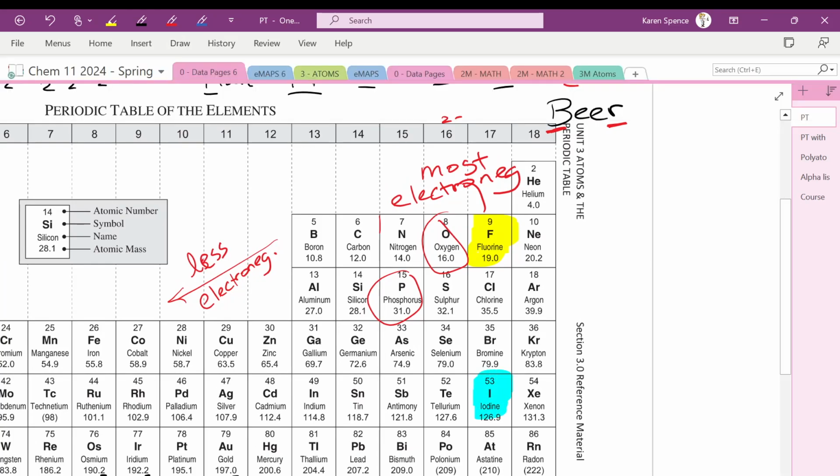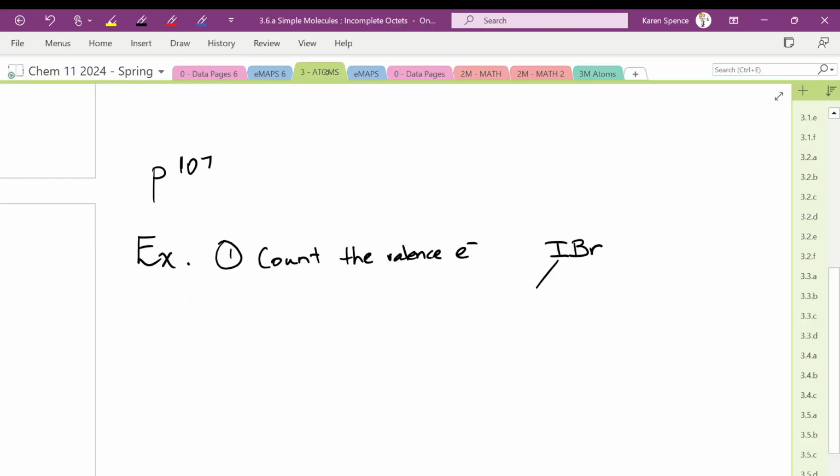Iodine is in group 17. Therefore, it has 7 valence electrons. Bromine is also in group 17. Therefore, it has 7 valence electrons. Okay. So we have 7 electrons and 7 electrons. So that is 14 electrons.